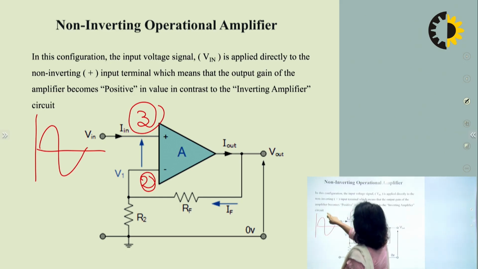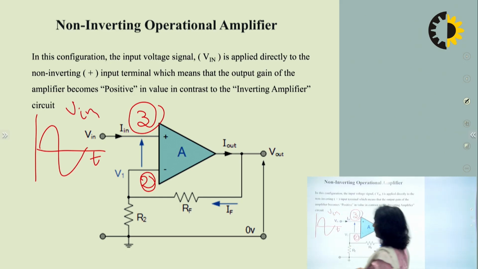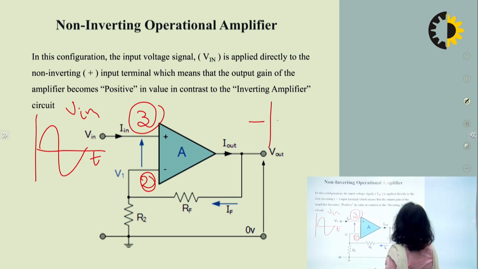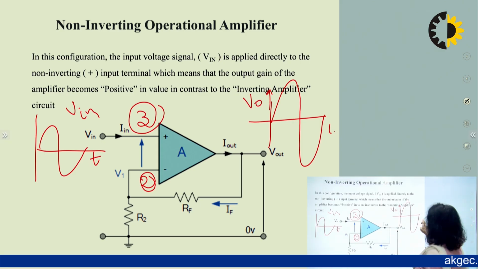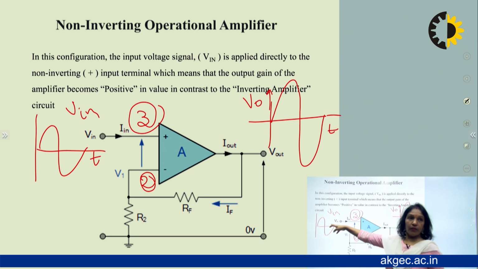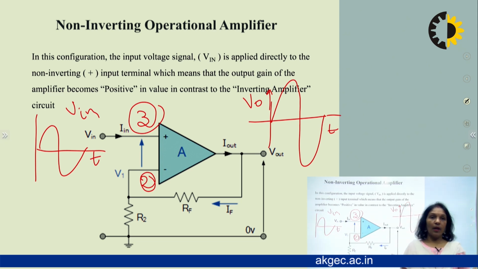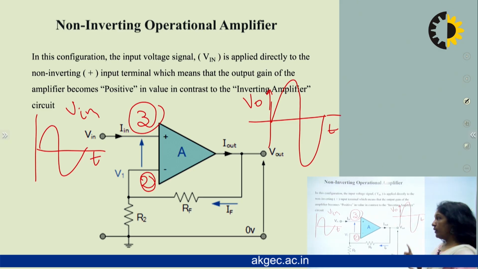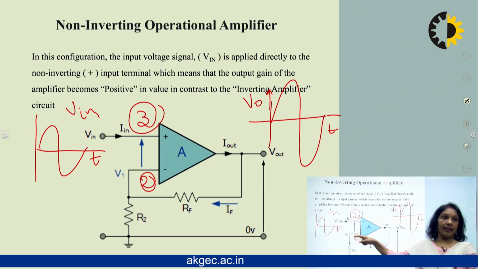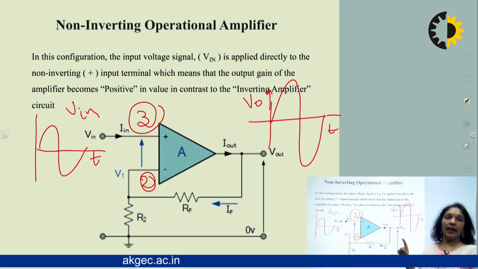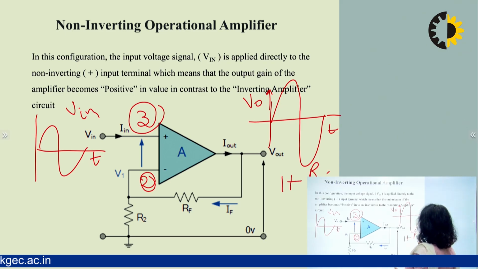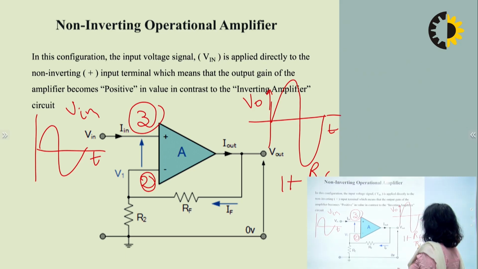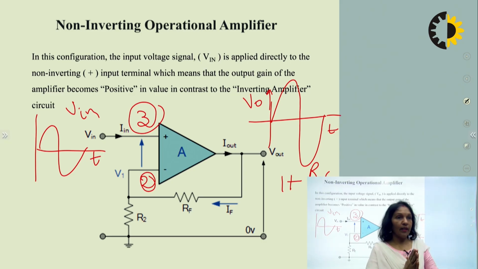If this is your input signal, a function of time, then this will be your V output, and it is in phase with the input signal. So we get the faithful amplification of the input signal, and the output will be in the same phase as the input signal, and the gain of this amplifier is given by 1 plus RF by R1. So if you compare this non-inverting amplifier with the inverting amplifier, what are our observations?